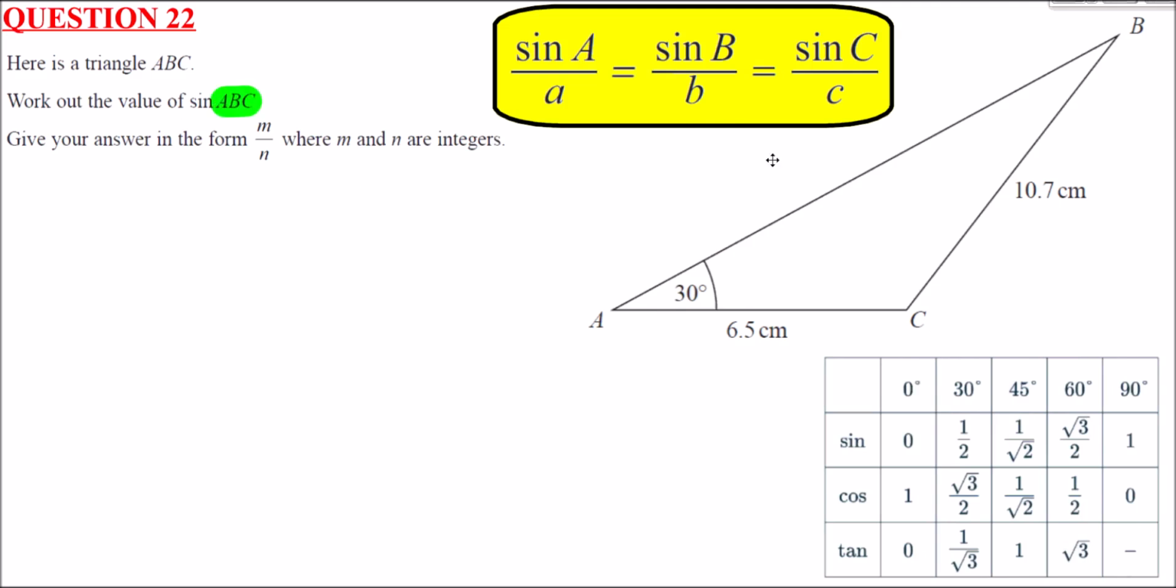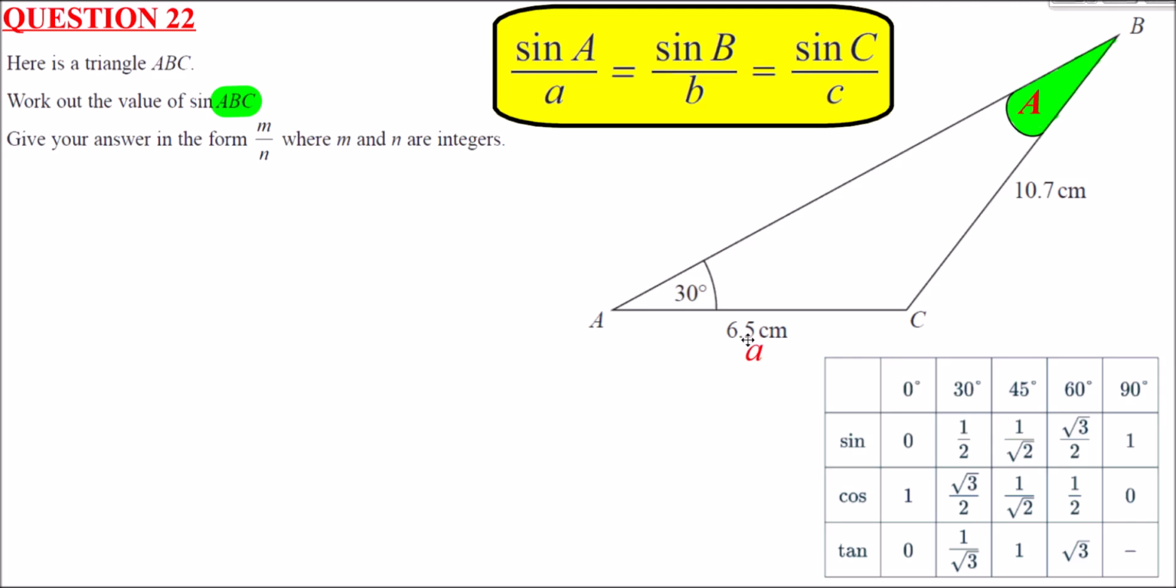So sine ABC is the one at B. Like I've said, because that's the one we're interested in working out, call that one big A. Opposite to big A, we put this as little a. So opposite to big A, side little a, call that 6.5. So 6.5 is our little a.